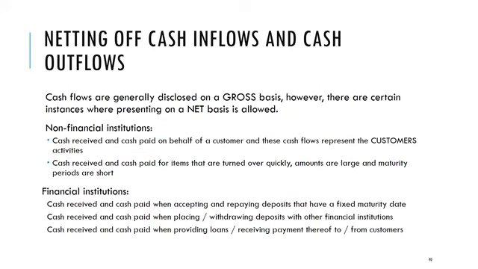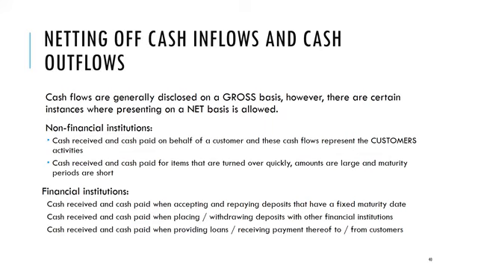Netting off cash inflows and cash outflows, we're looking at a bit of the basics here. What is important is cash flows are generally disclosed on a gross basis. So we normally use the entire value. However, there are certain instances where we can use that reduced value, and a net basis is allowed. There are 2 camps that we need to consider when looking at being able to net off cash inflows and outflows. For non-financial institutions, cash received and cash paid on behalf of the customer, where these cash flows represent the customer's activities. And cash received and cash paid for items where turnover is quick, amounts are large and maturity periods are short.